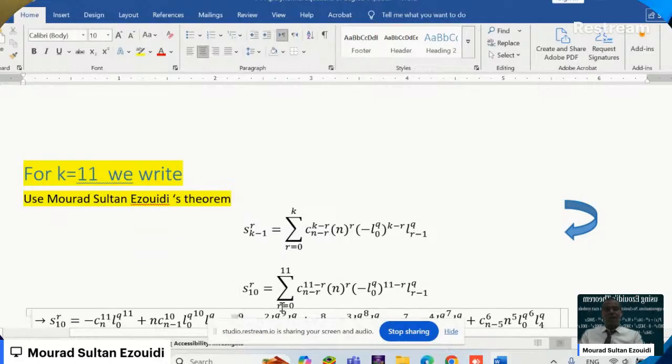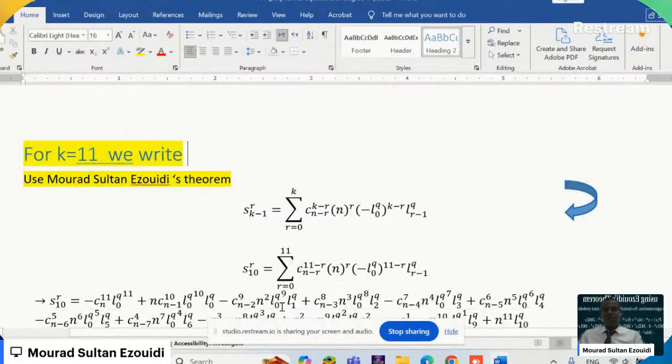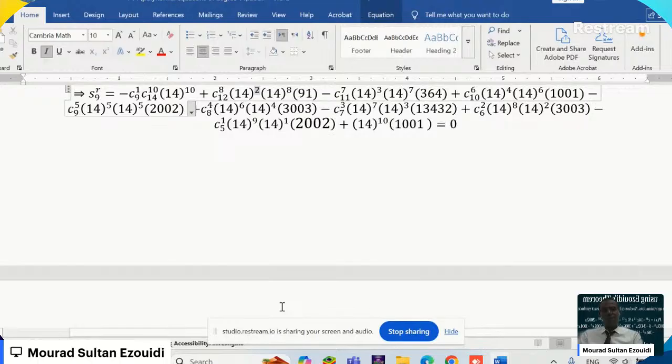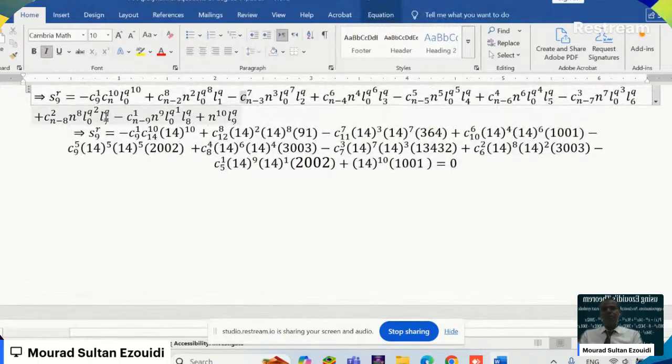I calculate this, you see the calculation. I will use this formula as it is, the formula that has been derived from the recursive formula of Mourad Sultan Ezouidi. After writing this formula in its lowest terms, making L0 of 42 raised to the power 10 a common factor, and calculating the difference between the first two binomial coefficients, you will get that S9 is equal to this.